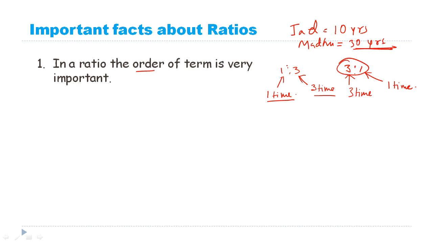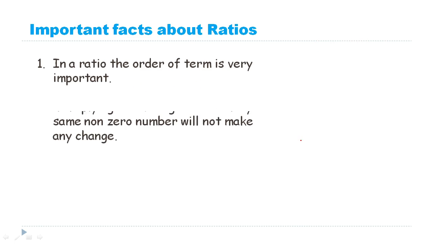So the order means which number we are writing first. We are writing 1 in the first place, and in this case we are writing 3 in the first place. So if you change this order, the meaning will be changed. That's why in a ratio the order of terms is very important. Coming to the next fact, but before that, let me clean the board.